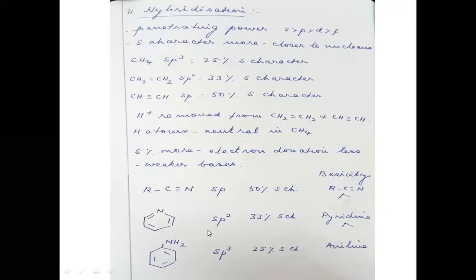Here, it is the removal of electron. For acids, we speak of removal of H plus ions. For bases, we speak of the removal of electrons. So when it is sp3 hybridized, electron can be easily removed. So aniline is the most basic substance among them, and pyridine is lesser than that, and cyanide is the least basic substance among them. So this is how hybridization becomes a determining factor for electronegativity.